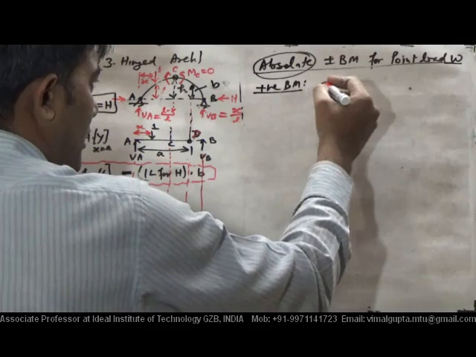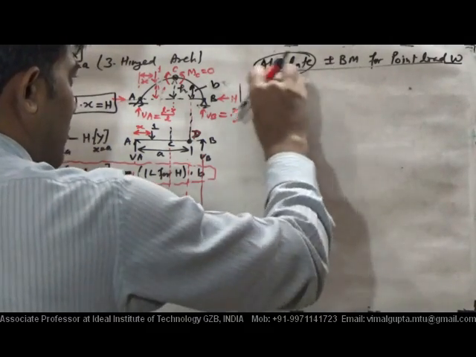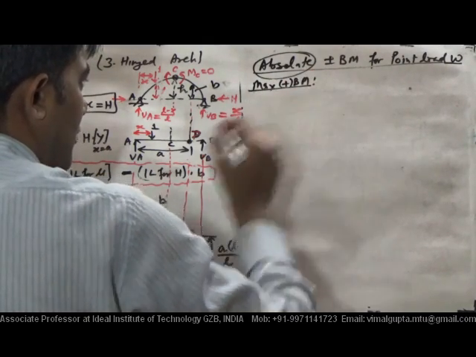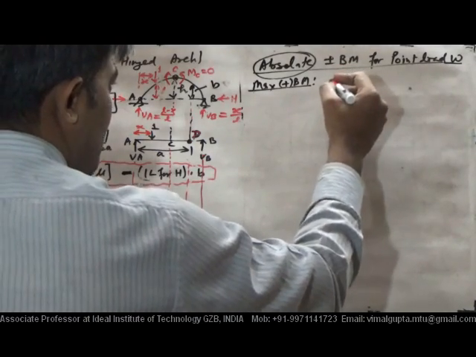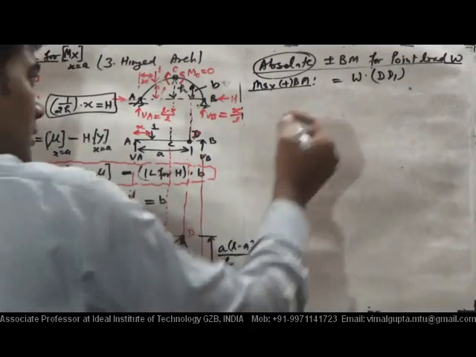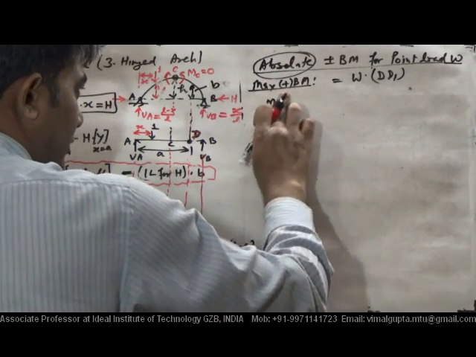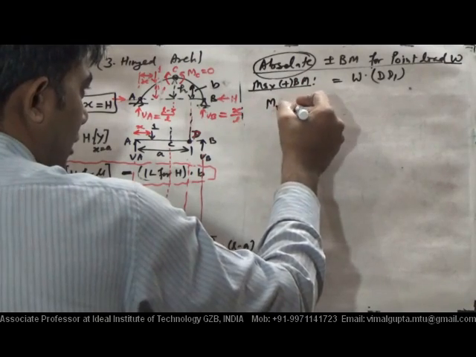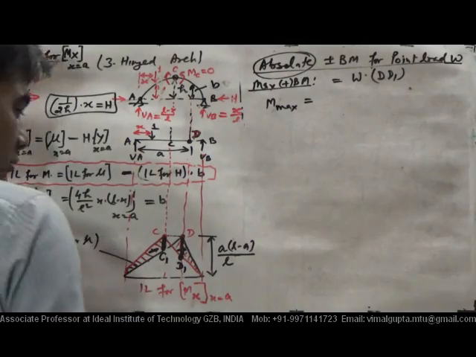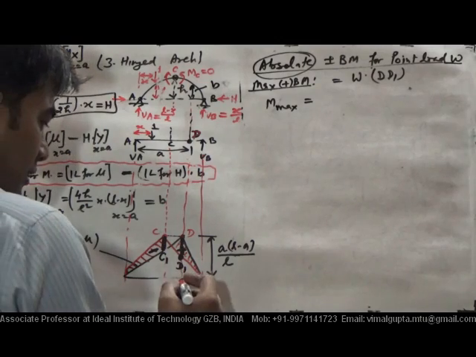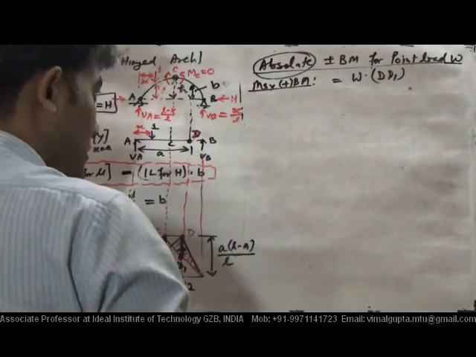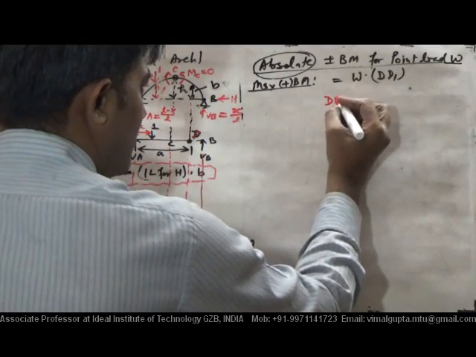We have told you, for maximum positive bending moment, what is that? It will be W into DD1. I have explained earlier, so this is the value of M max. And how can DD1 be calculated? Suppose this point is D2. So the value of DD1 will be D2 minus D1 D2, simply from here.